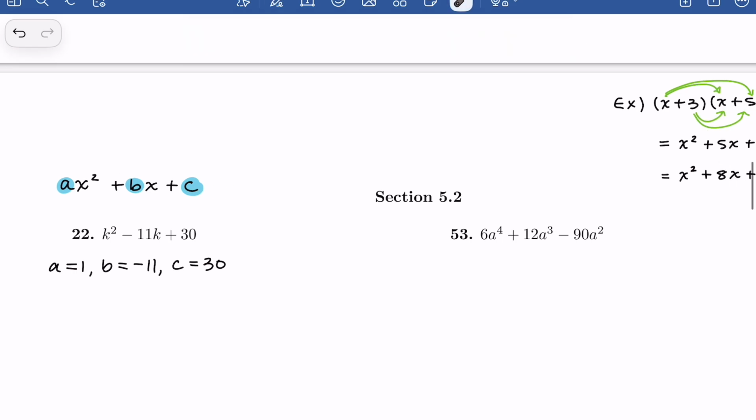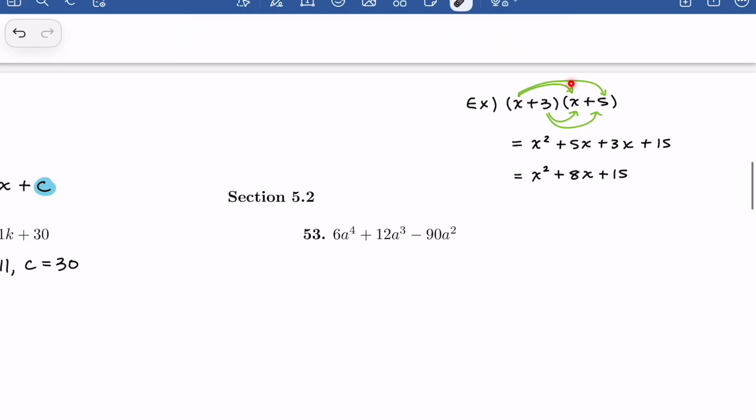Now, going back to this example, we know that we're going to end up with the product of two binomials. That's going to give us a trinomial of this form. So we have to get to this. Now, there's a couple different methods that we like to use. I'm going to show you this one here where we're thinking of our degree 2 term.